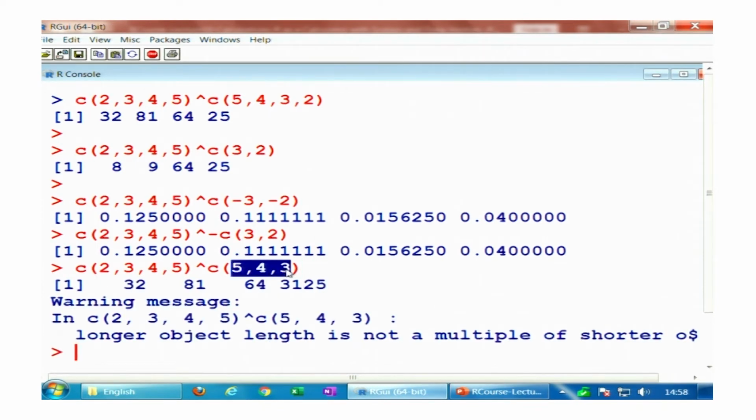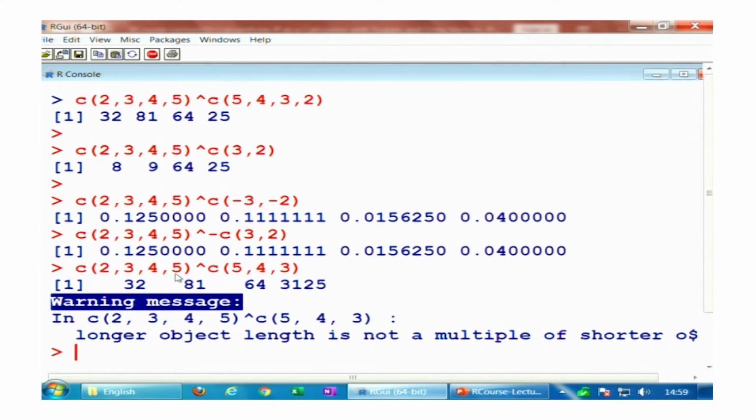5, 4, 3, they will be operated over 2, 3, 4. So this will become 2 raised to the power of 5, 3 raised to the power of 4, and 4 cube, and then 5 raised to the power of 5, which is 3125. But there will be a warning message also. So that is how it is going to work.